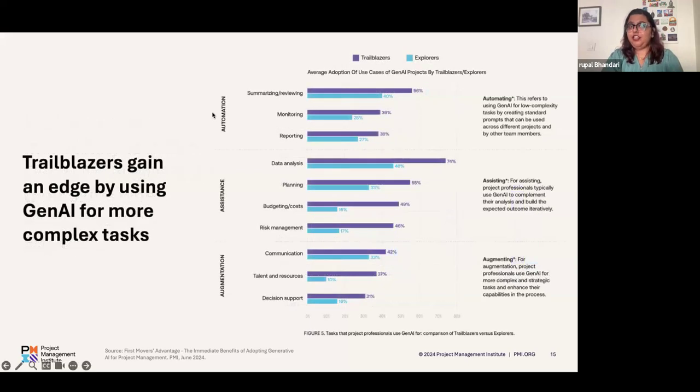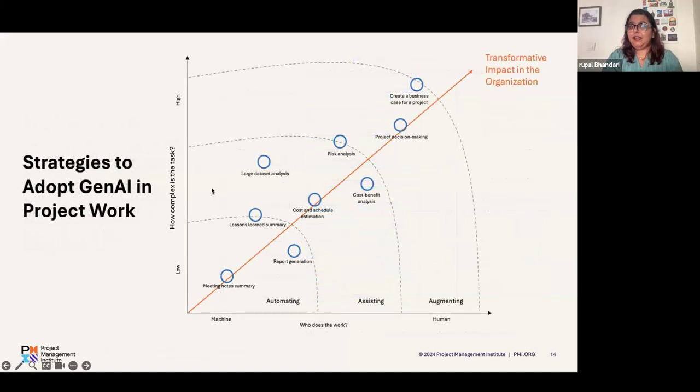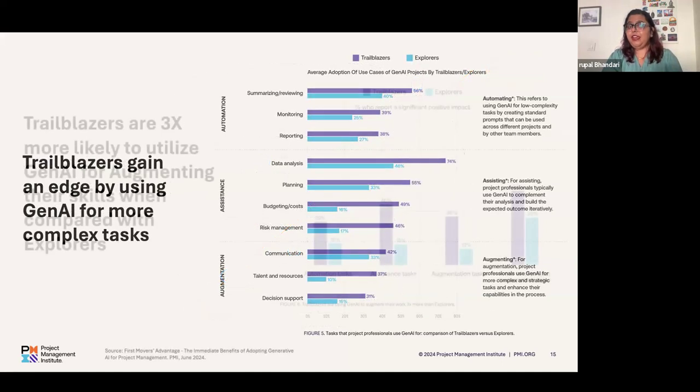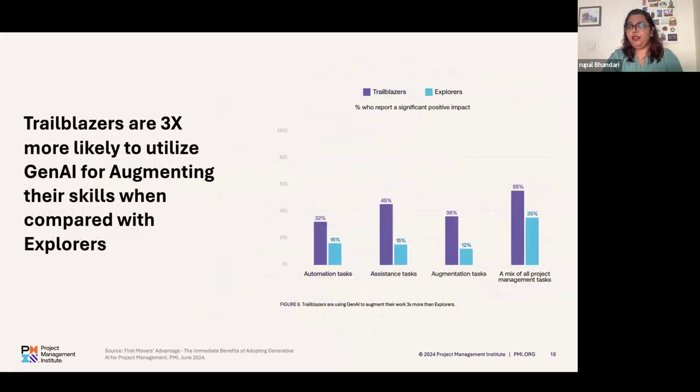So if you go back to this chart, you realize that augmenting is a lot more complicated than automation is. And we realize that trailblazers are a lot better at using AI for those more complicated tasks than explorers are. So not only are they using it more frequently, they're also using it for more complicated tasks. It's like a double advantage, right? Not only am I making a better dish, I am making a much more complicated dish. So it makes me a much better cook than somebody who's making a very simple omelette. So again, more reason for why you need to get on with using GenAI and what that would mean for you.